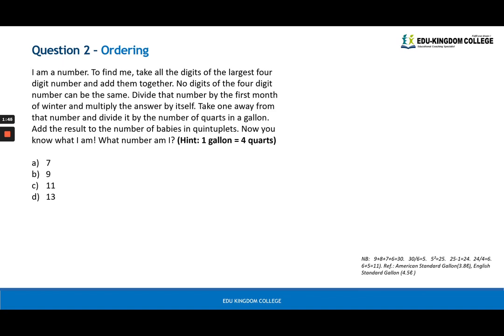Number 2. So this is more of a logical thinking question. I have a number. To find me, take all the digits of the largest 4-digit number and add them together. Largest 4-digit number with no digits the same. Start with 9,876, giving the 9 to the biggest one. When we add it together, you get 17 plus 13, which is 30.